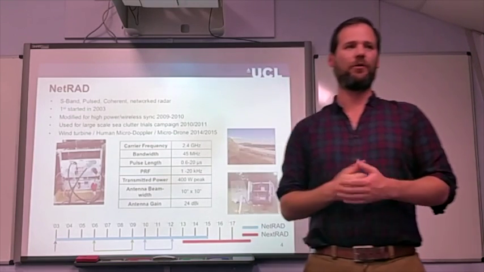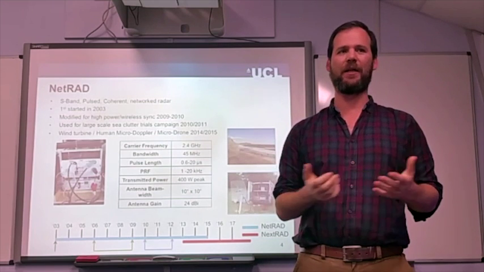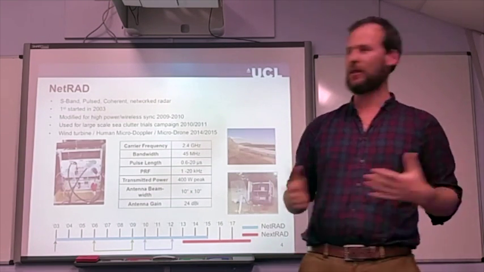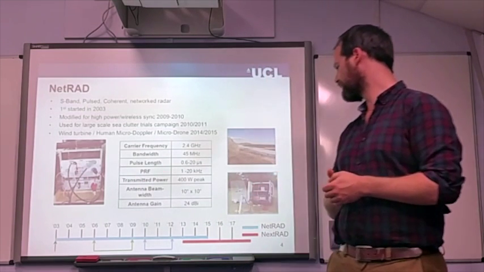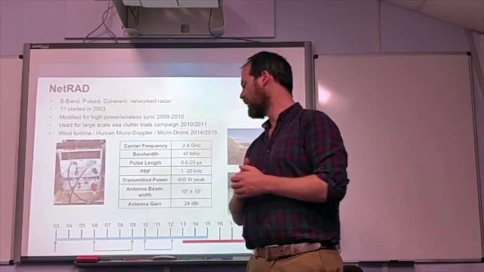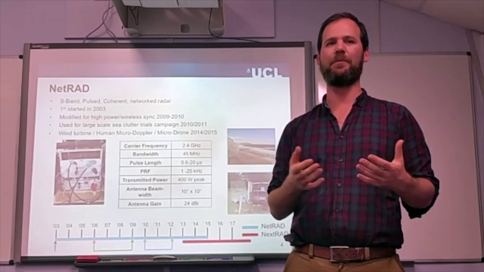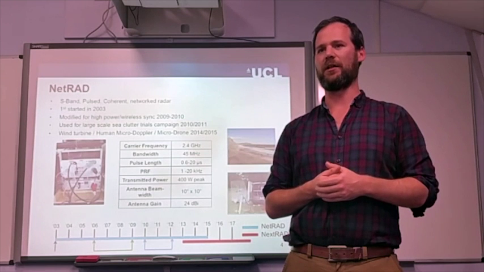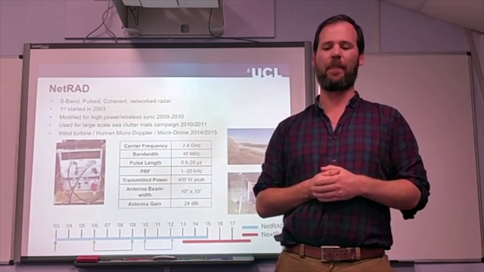So NetRAD, as we all know and love, I've told you about many times, is an S-band radar that was developed here at UCL. It's been in development since back in 2003, and through its life cycle it's been upgraded from a low power cable system to a high power wireless baseline system to achieve long baseline clutter measurements.